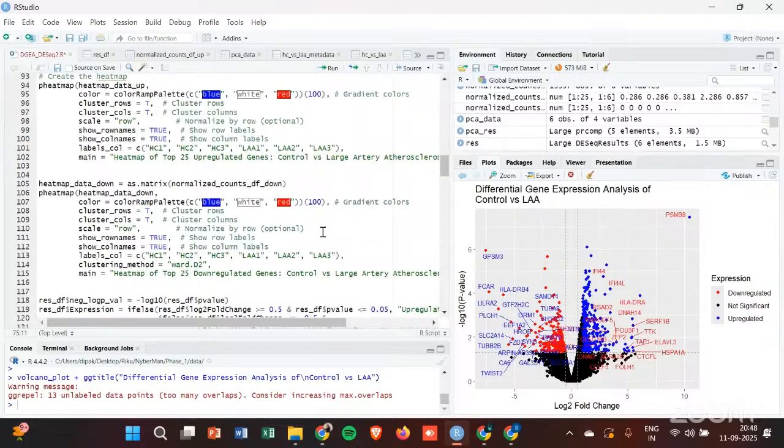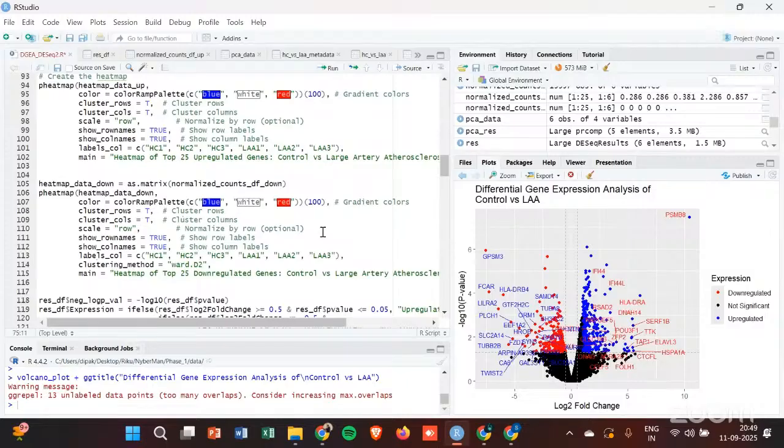So if I face that kind of problem, I used this ward.D2. It is absolutely fine. You can use that, but you should report that since we were facing this issue, and in the PCA we actually saw that there were outliers in the data, we went ahead with ward.D2 because that is less sensitive to these outliers.